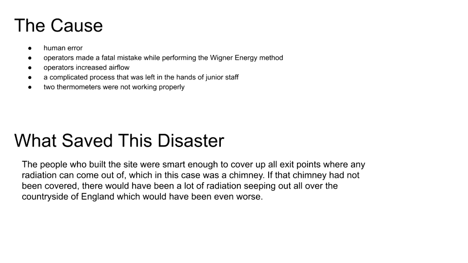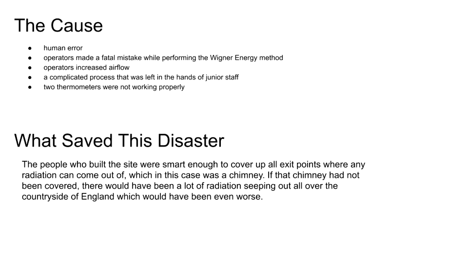Additionally, the operators increased airflow on both October 8th and October 10th in response to the temperature rise. Instead of proceeding into the next phase in the controlled heating, it only fanned the flames. The Wigner energy method is a process that is taken on a case by case basis. Furthermore, it is a complicated process that was left in the hands of junior staff who lacked the proper knowledge and training to handle any unforeseen situations, such as the overheating that occurred.